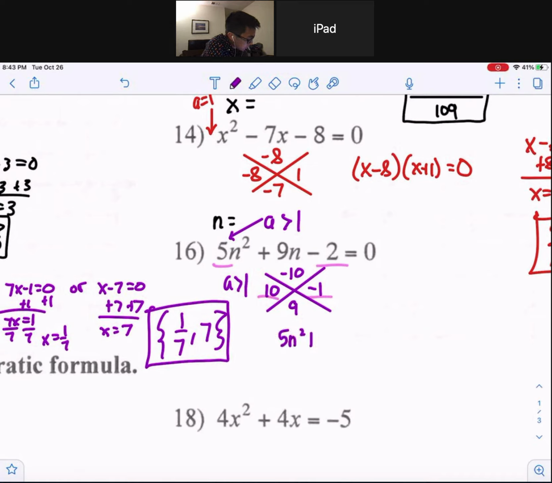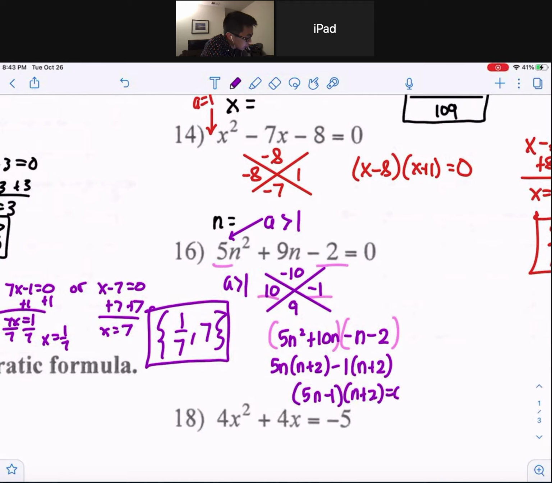5n squared plus 10n minus 1n minus 2. Group. From the first group, you factor out a 5n to get n plus 2. From the second group, because there's a negative in the front, you gotta factor out a negative 1 from both of them. 5n minus 1 times n plus 2 all equals 0.